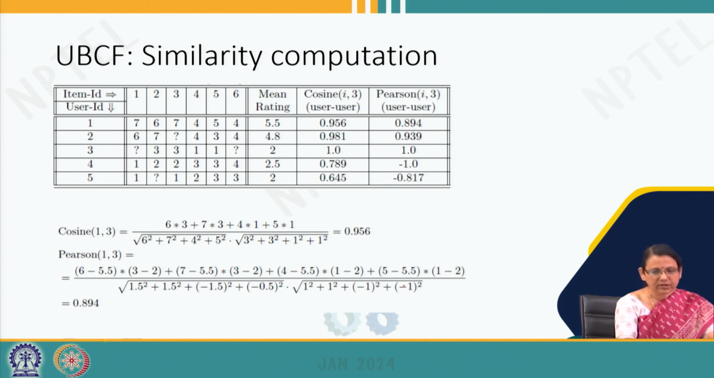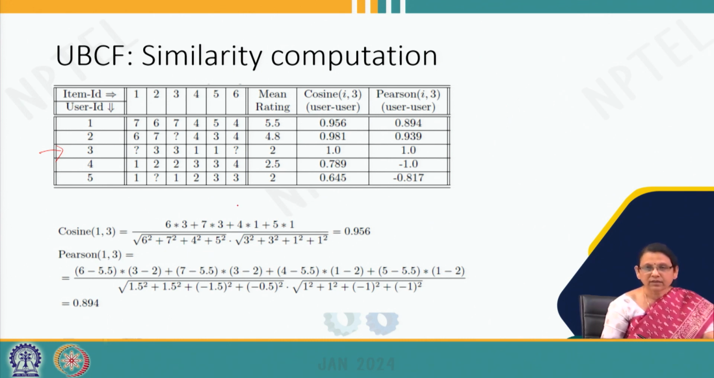So, why do you need similarity computation? Because based on these similarity values you will be predicting. How many users do we have? We have 5 users and 6 items. Let us say our target user is user 3. With user 3 you have to compute the similarity with other users to find out the neighborhood.